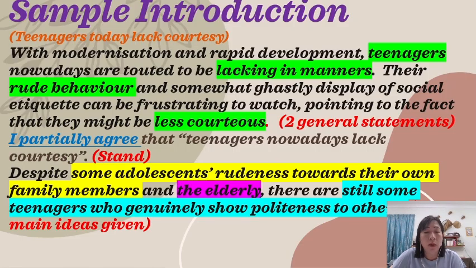So here, despite some adolescents' rudeness towards their own family members, that would be my point 1, okay, and the elderly, that's my point 2, there are still some teenagers who genuinely show politeness to others. This would be my point 3, clearly established to help readers understand what I'll be writing in my body paragraphs.